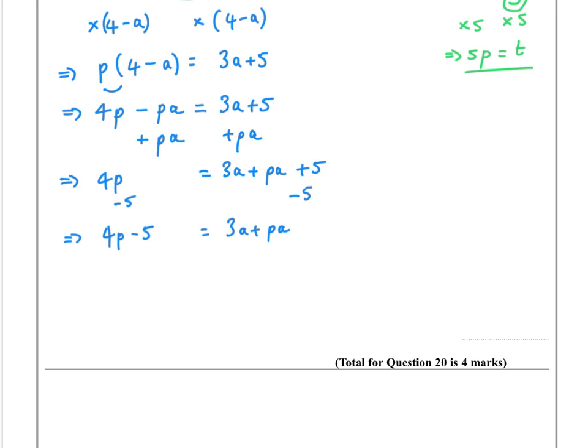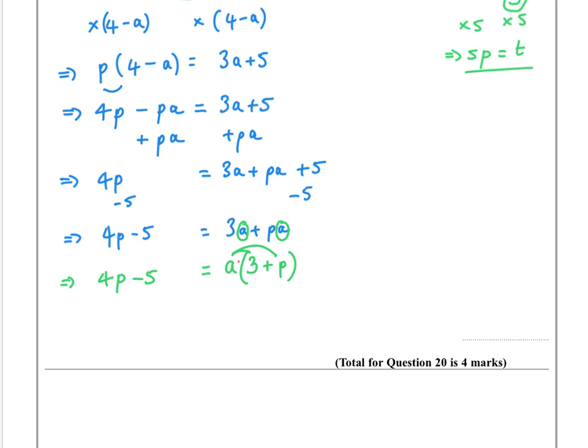You've got to somehow factor something out. So if we look at a as our common factor here, we can say a lots of 3 plus p. You could say p plus 3 as well, that's fine. Just check 3a, ap or pa, that works. And then on the right hand side you've got your 4p minus 5 waiting for you.